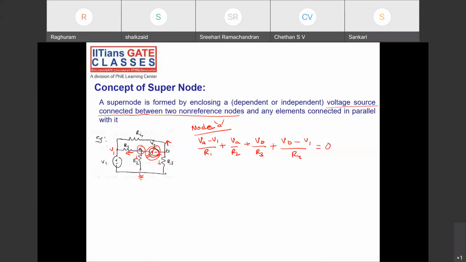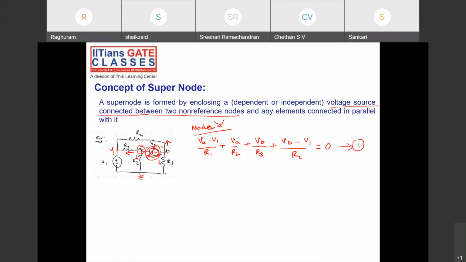This is one equation. Clear? Understood? Shall I repeat? If there is a voltage source, independent or dependent, between two non-reference nodes, what will we do? We'll simply write down the node equation without considering this. We'll combine these two nodes and write down an equation for this. This is equation 1.